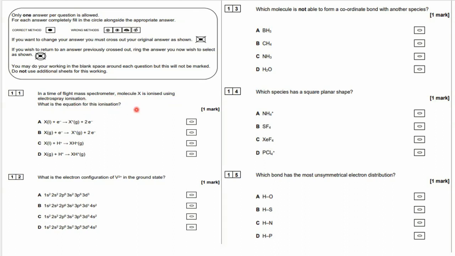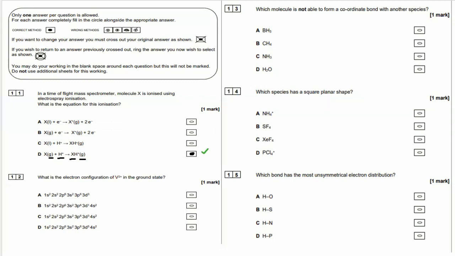In a time of flight mass spectrometer, molecule X is ionized using electron spray ionization. Which is the equation for this ionization? Well, the first 2 equations are attempts at writing electron impact, so those are not right. The reason why D is correct is because all the state symbols are gaseous. So in a mass spectrometer, it's all vaporized, so it needs to be gaseous. And you add the hydrogen ion from the solvent.